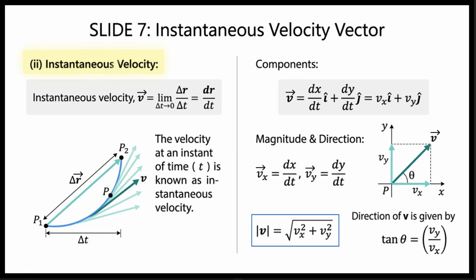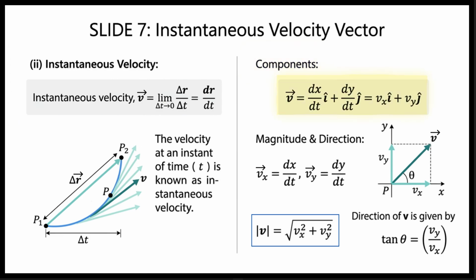Instantaneous velocity is what average velocity becomes as the time interval shrinks to 0. Mathematically, v equals the limit of delta r over delta t as delta t approaches 0, the derivative dr over dt. The diagram illustrates this precisely. As points P1 and P2 move closer together, the displacement vector rotates toward the tangent of the curved path. At the limit, the instantaneous velocity is exactly along that tangent.